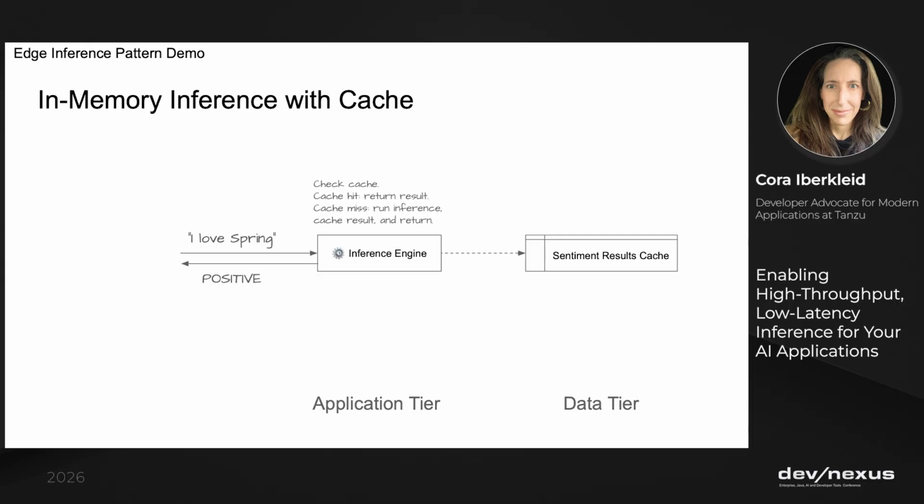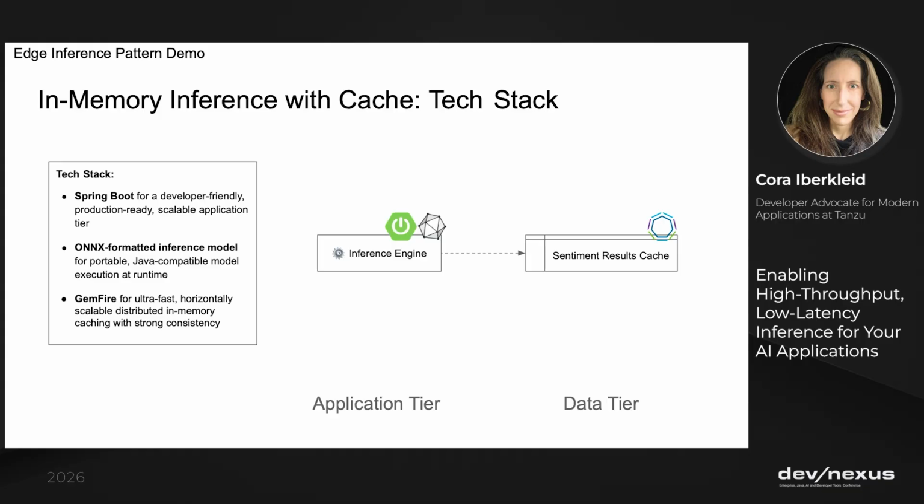So we do have our application tier for the inference and our data tier, shown here as the results cache. We're using it also for the model. So here our tech stack is our Spring Boot application with the ONNX runtime for Java libraries in our POM file, so we can do that in our app, and Gemfire for the caching and the model.